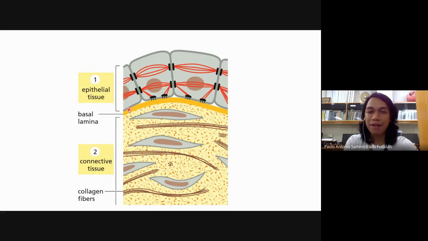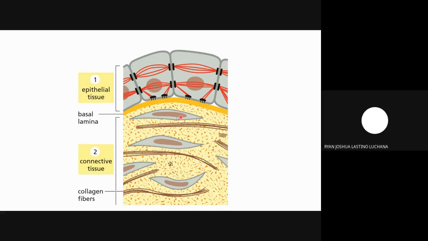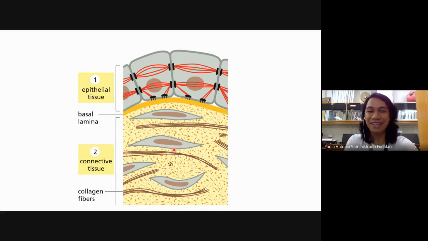What's an example of an epithelial tissue in our body? Skin, sir. Yes, the skin. And what about the connective tissue? The dermis, sir. All right. So the dermis of the skin is a connective tissue. Also, adipose tissue is connective tissue, and blood is a connective tissue. So is bone and cartilage.